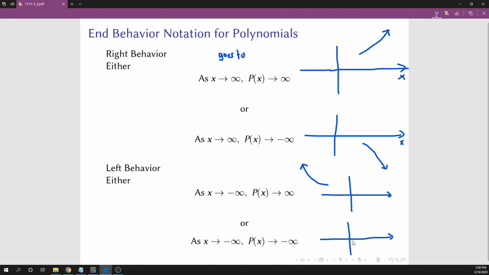And on this one, as x goes to negative infinity, meaning as we go really far to the left on the x-axis, p of x goes to negative infinity. That would be saying that the graph goes down like that.